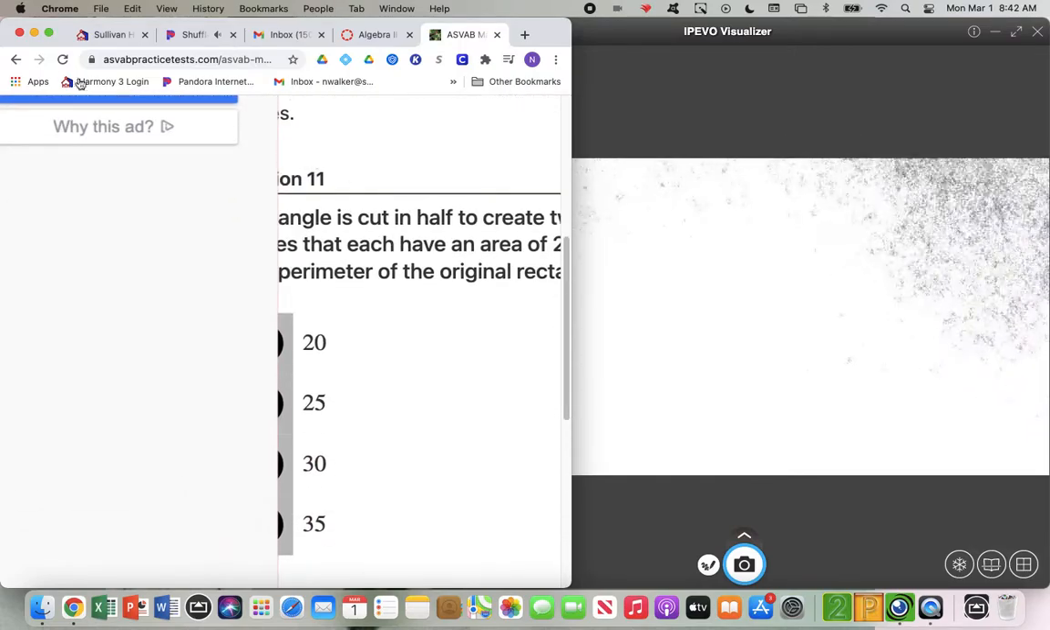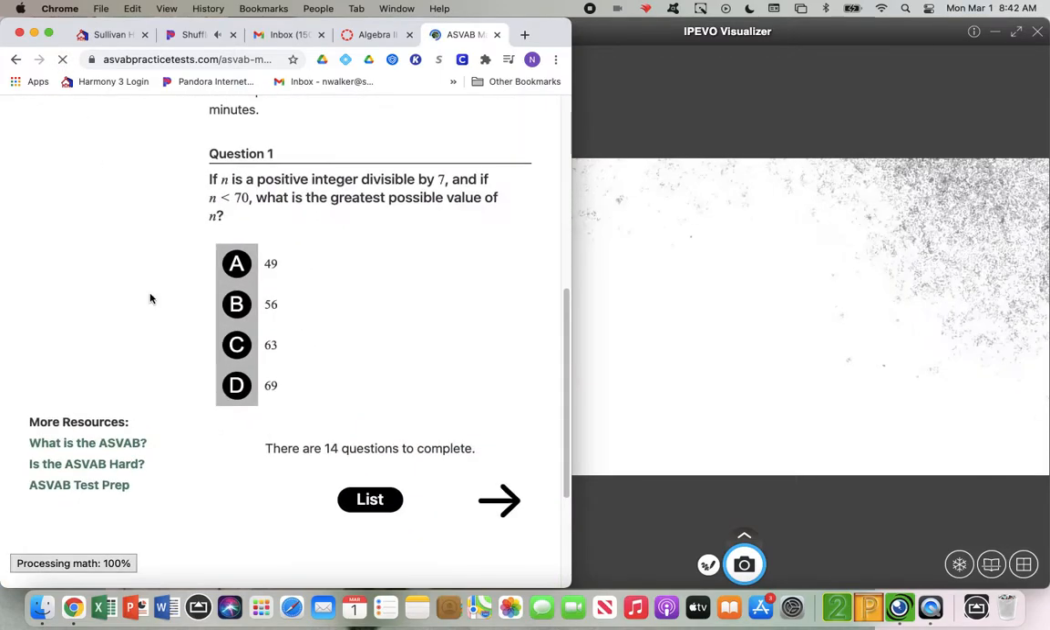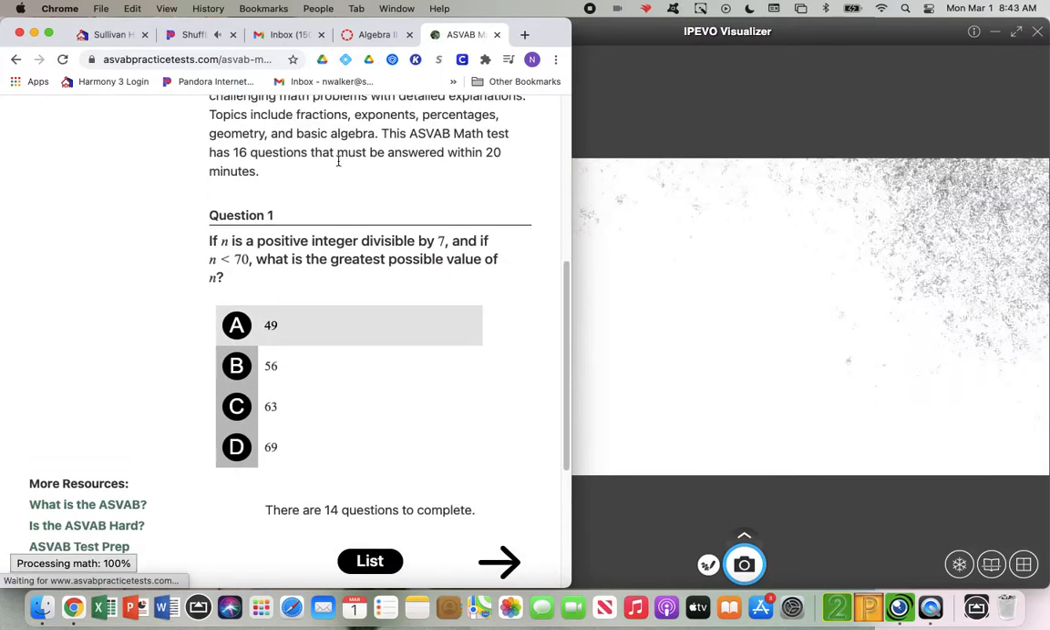I want these ads to go away. And I hope it doesn't make me start over. Oh, it does.